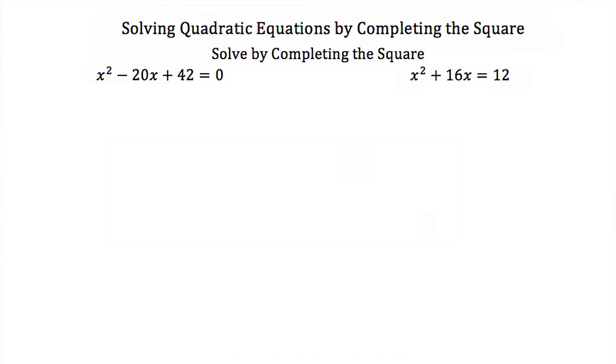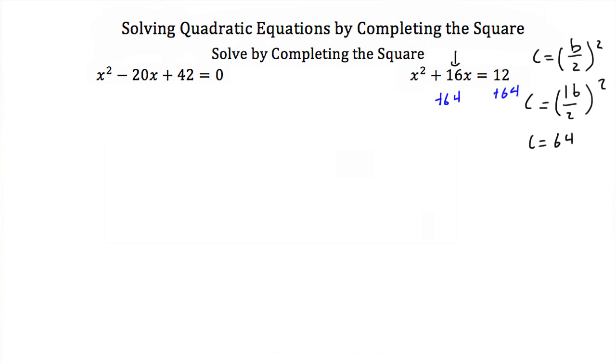We just use the formula c is equal to b over 2 squared. Our b is 16, so we'll have c is equal to 16 over 2 squared. Now 16 over 2 is 8, and 8 squared is 64. So what we're going to do is add 64 to both sides. If we do that, we'll end up with x squared plus 16x plus 64 is equal to 12 plus 64.